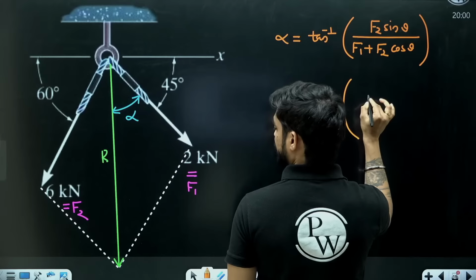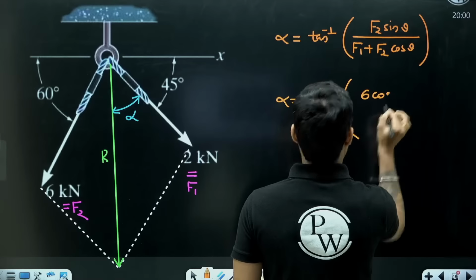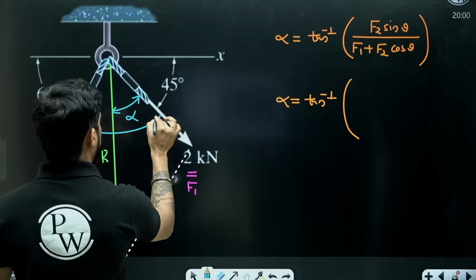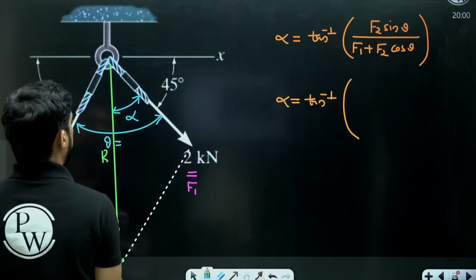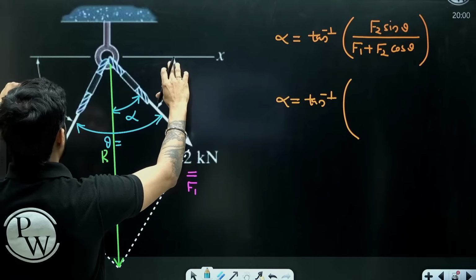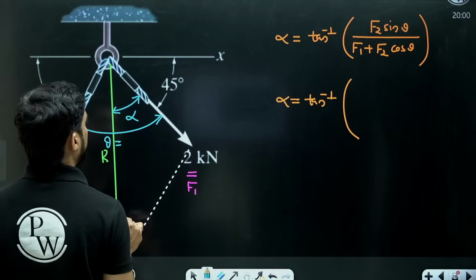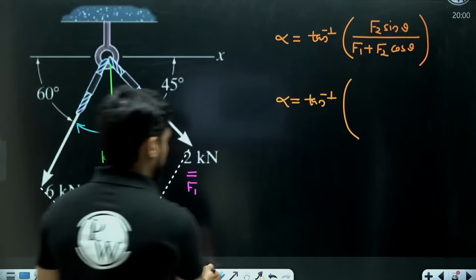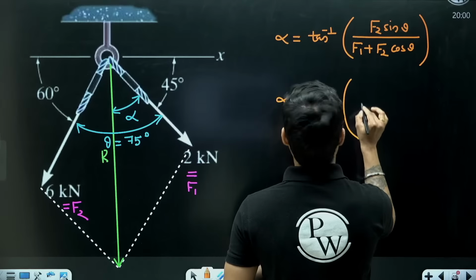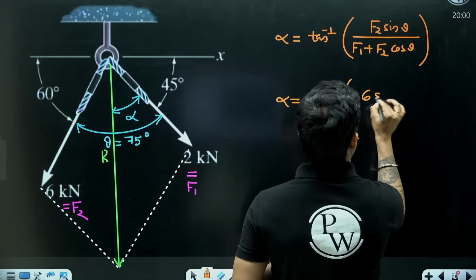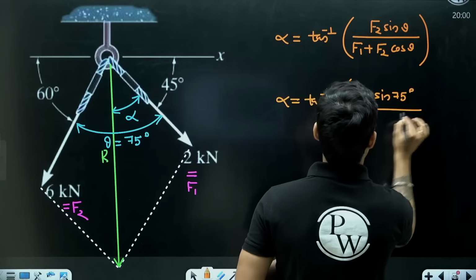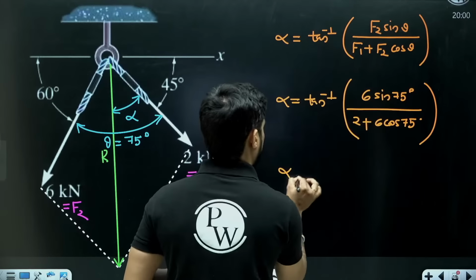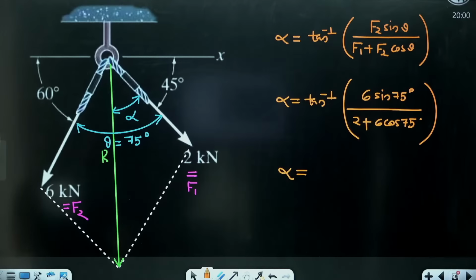So F2 means 6 kilonewton. What is the angle theta? Angle theta is the angle between them. So this angle theta will be how much? 180 minus 60, 120, 120 minus 45, 75 degree, right? So your theta is 75 degree. So alpha will be equal to tan inverse of 6 sine 75 divided by 2 plus 6 cos 75. So you will get the angle alpha.